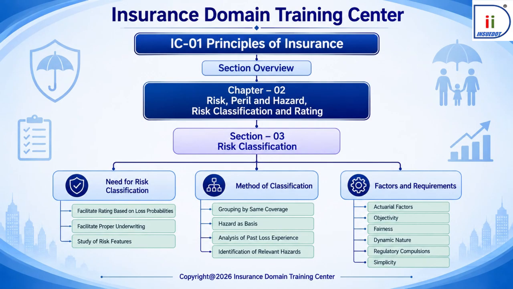Welcome to Section 3. In this section, you will be learning why risk classification by insurance companies is necessary, basis on which risk can be classified, and what factors the insurance industry considers for classification. It will connect with what you learned in the previous section related to hazard. Hazard is the basis of risk classification. Let us study further on this subject.